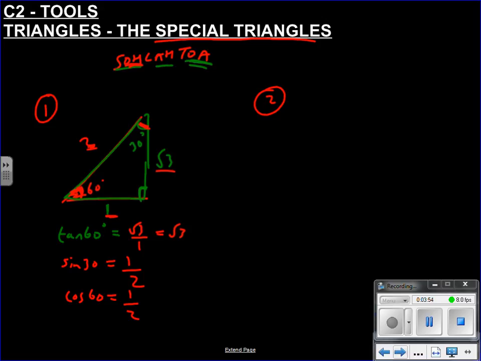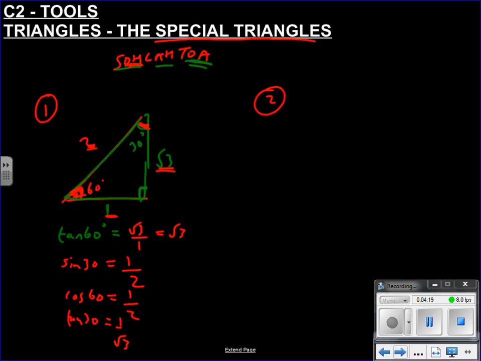Okay, and we could just keep going with that. We could go, well, what's tan 30 then? Tan 30 is, there's 30. Opposite is 1 over adjacent root 3. You see, it comes in really handy. So there you go, and you can work out more of the others.